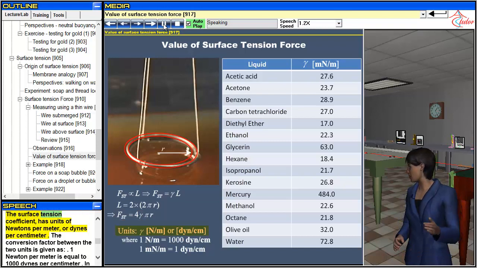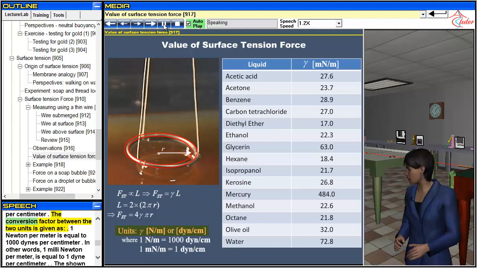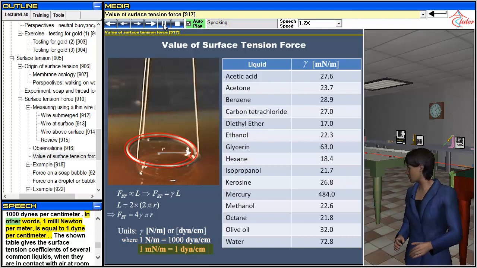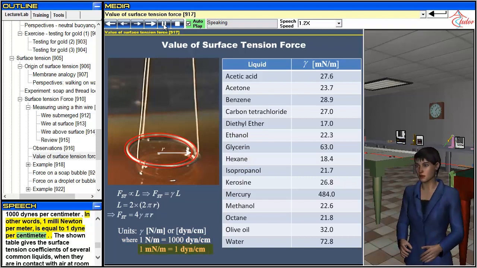The surface tension coefficient has units of newtons per meter, or dynes per centimeter. The conversion factor between the two units is given as 1 newton per meter is equal to 1000 dynes per centimeter. In other words, 1 millinewton per meter is equal to 1 dyne per centimeter.